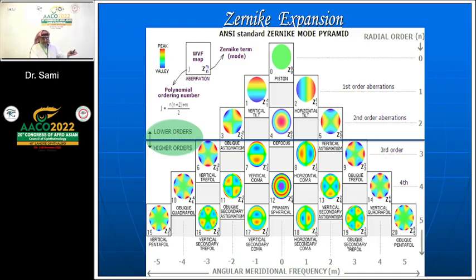If it's blue, it's minus. If it's red, it's plus. And then from this line going down, it's the high order. These are the ones that are not being corrected with glasses. These are the ones we are now going to attack.